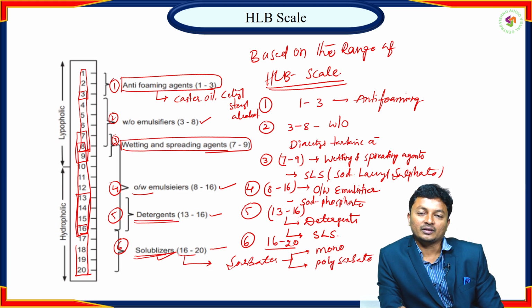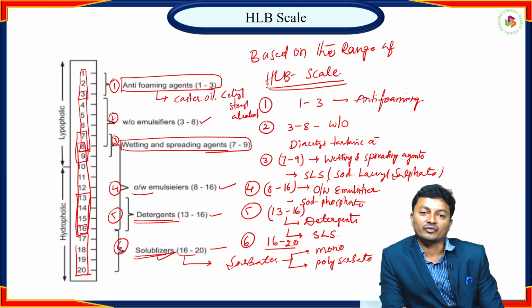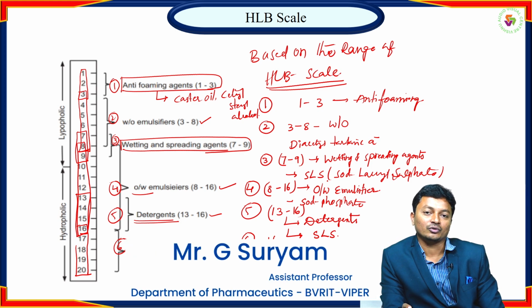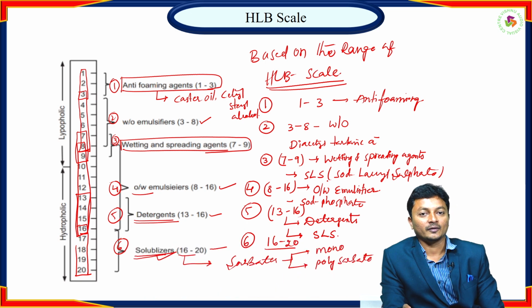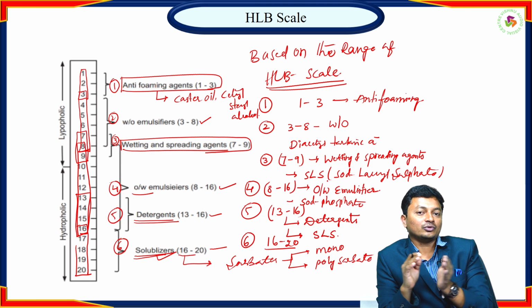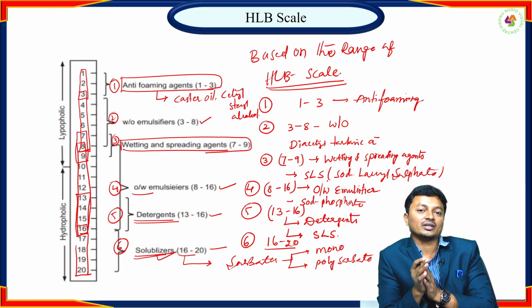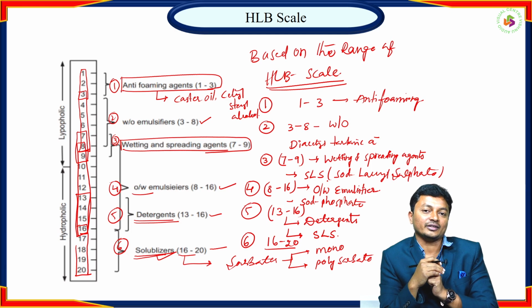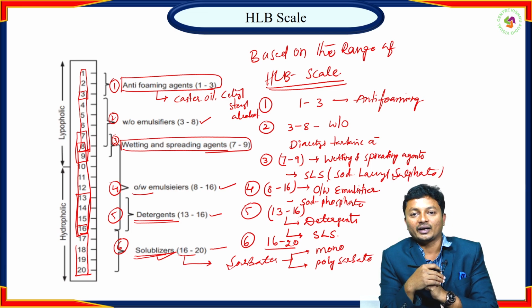This is about the different types of surfactant which can be determined by the range of the HLB scale. As we know, the HLB scale ranges between 1 to 20. So generally, the first 1 to 10 range indicates lipophilic, and then the 10 to 20 range on the scale indicates hydrophilic in nature surfactants.